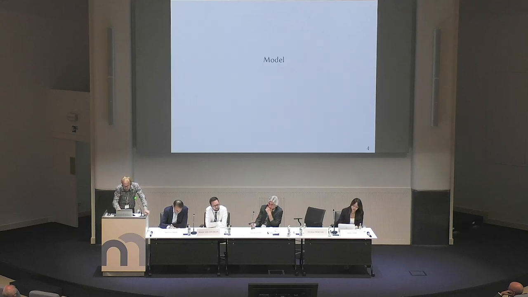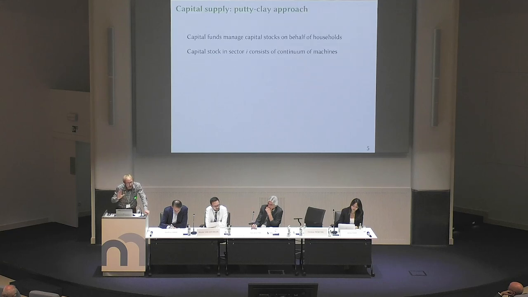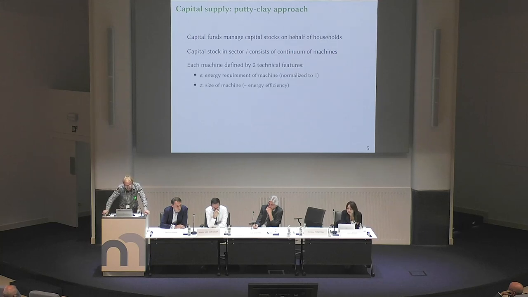Okay, let me go to the model, and I will focus mostly on how I introduce energy into a more standard DSGE model. So we have capital stocks in each sector, and each capital stock consists of a continuum of machines, and these machines are defined by two technical features: the energy requirement and the size of the machine. If I do Cobb-Douglas of these two features, I get the capital capacity of the machine. And this chi parameter indicates the energy intensity of that capital good and is specific to the sector.